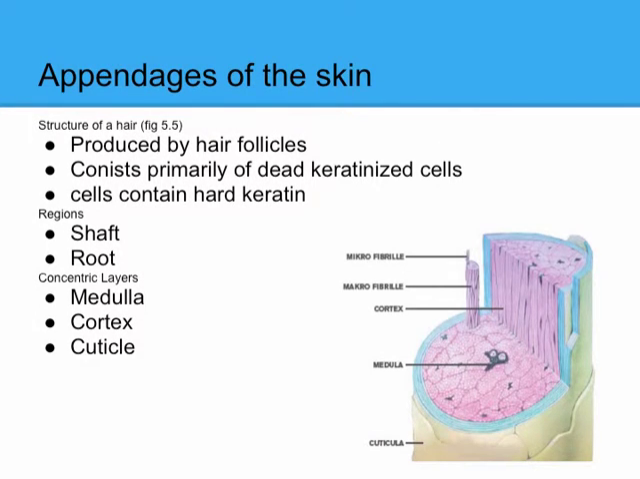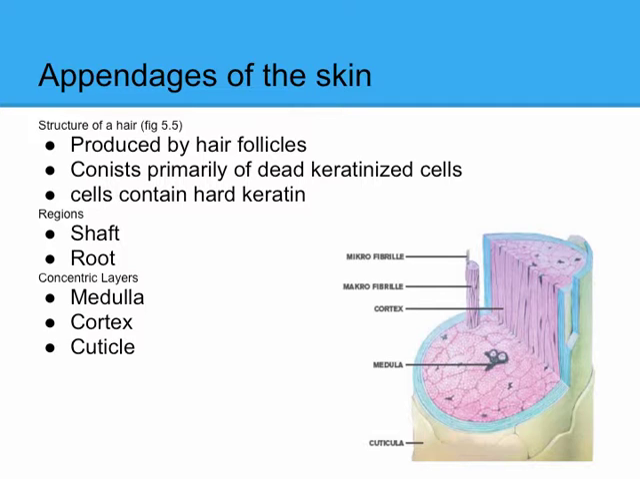Okay, so hair is produced by hair follicles. Like the epidermis, it's composed primarily of dead keratinized cells. Unlike the epidermis, these cells contain hard keratin. Hard keratin is stronger, and it prevents cells from flaking off, like the soft keratin in the epidermis. This makes your hair not flake. Your epidermis might be flaking in your hair in the form of dandruff, but the hair itself is not flaking.